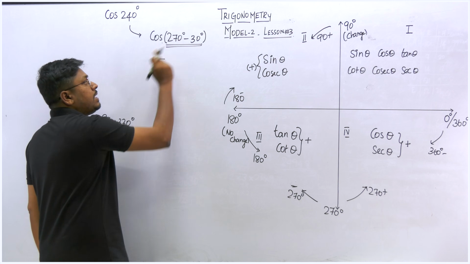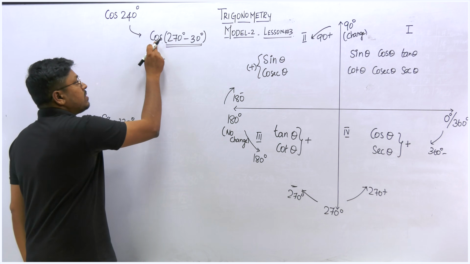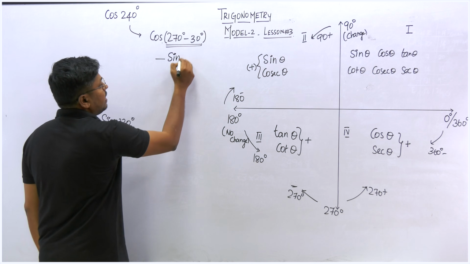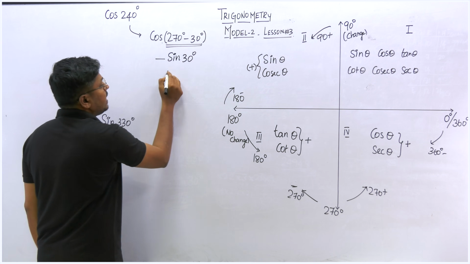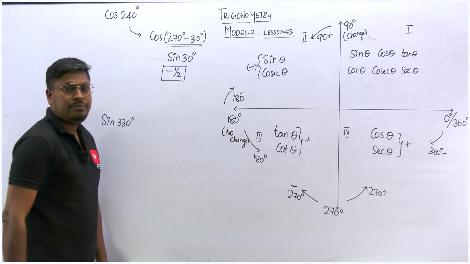Next thing, 270 is an odd number, so you have to change. Cos should be changed to sine. So here it is sine 30 degree, which is 1 by 2. So the answer for this question will be minus 1 by 2.